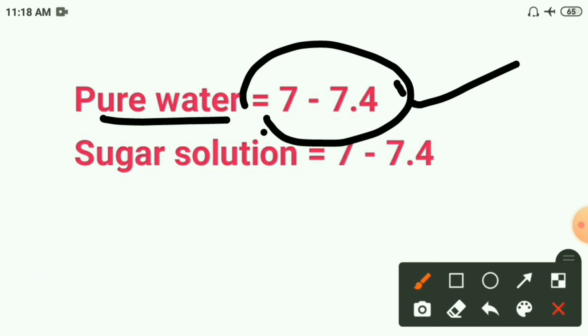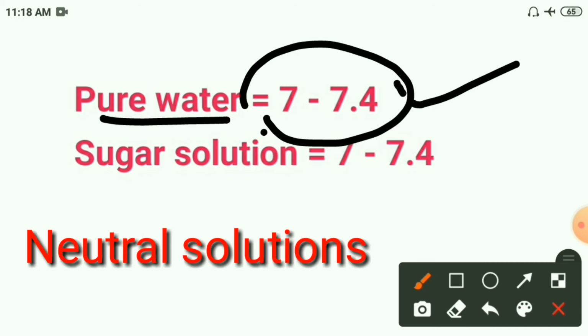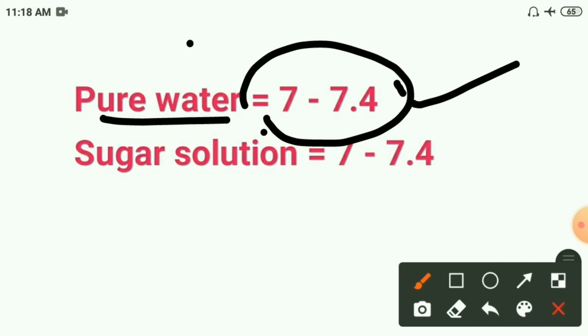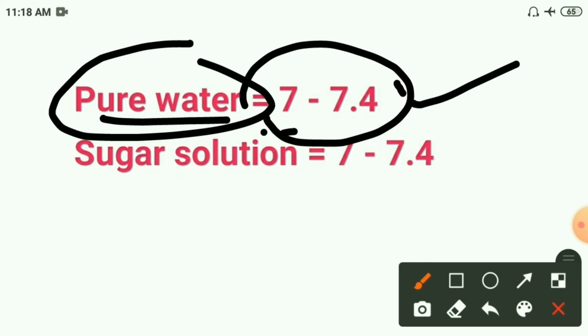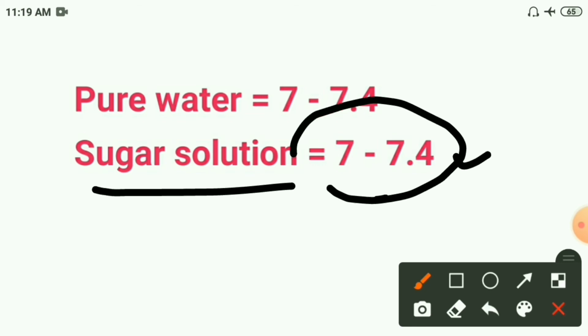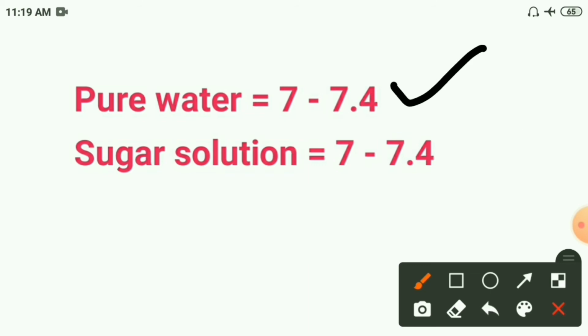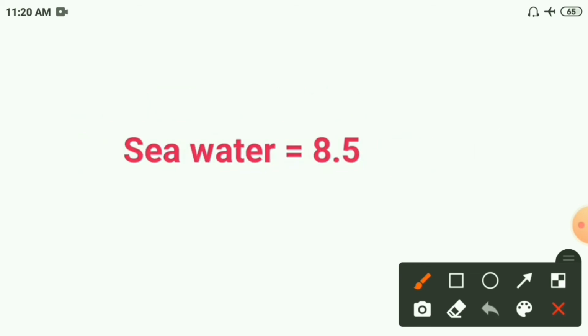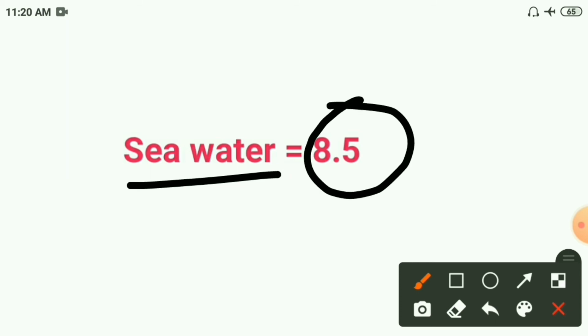This tap water and distilled water are neutral solutions. But pure water has a pH value between 7 to 7.40. And coming to the next, the pH value of sugar solution is between 7 to 7.4. So pure water pH value and sugar solution pH value are the same. And pH value of sea water is 8.5.